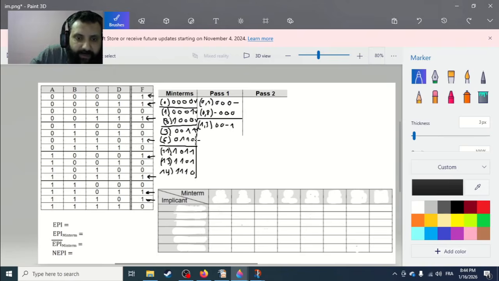This one is not marked yet. Anyway, comparing this group with this group, we arrived at this group. Okay, let's continue.